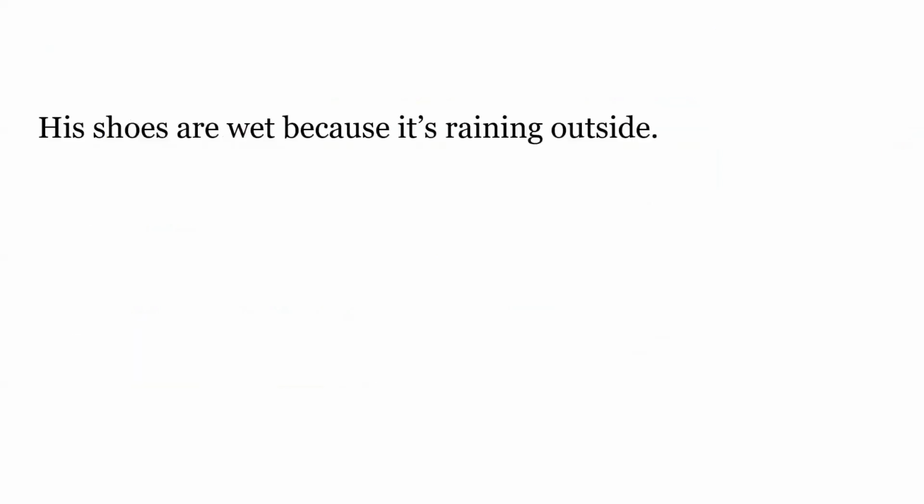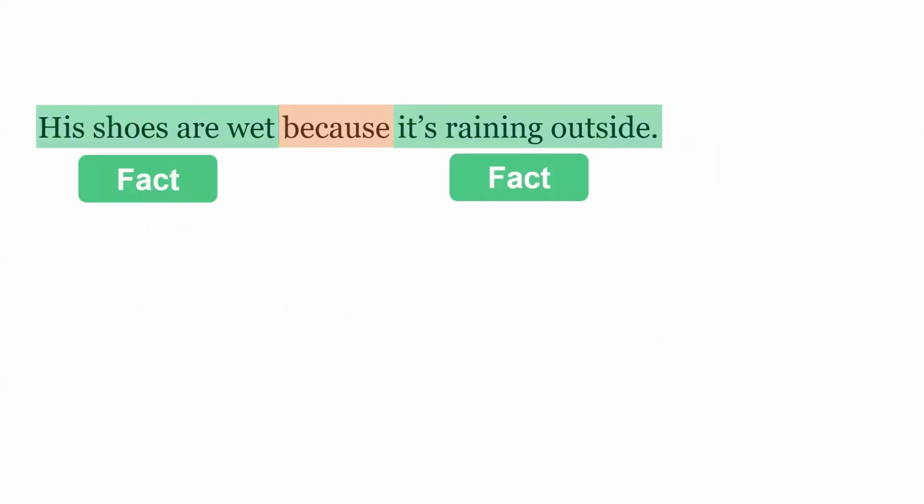If I say, his shoes are wet because it's raining outside, you may be tempted to say that this is an argument. After all, it has the marker word because that often signals a supporting reason. And in some sense, the fact that it's raining outside is supporting the fact that his shoes are wet. But wait a minute, notice that these are both facts. There's no claim or opinion that's being put forward here.